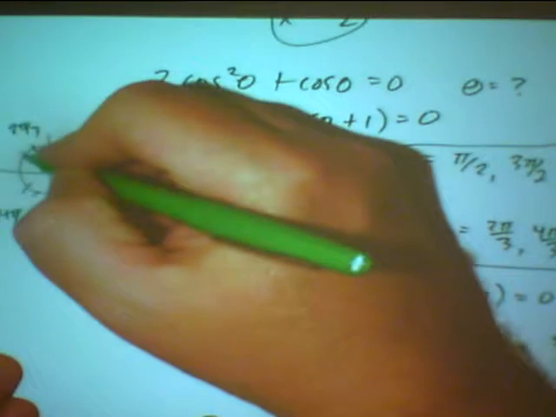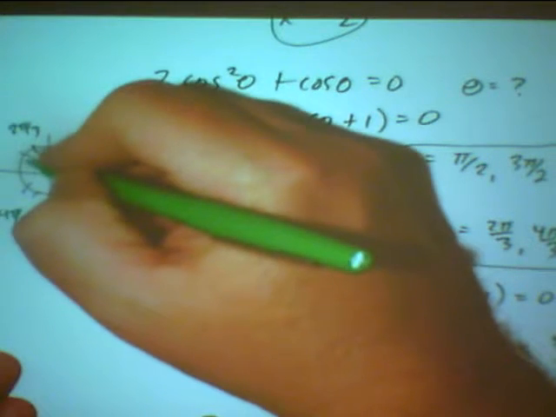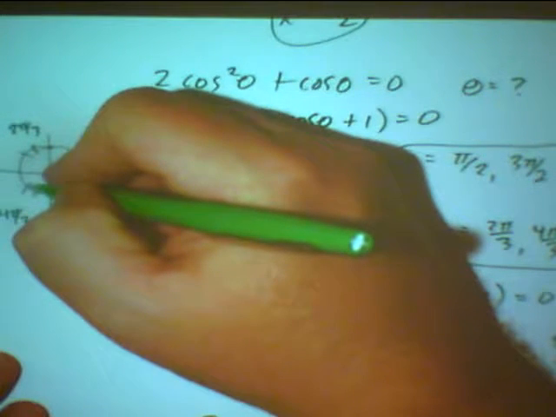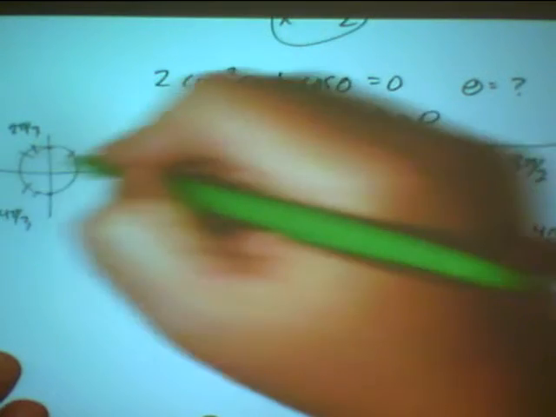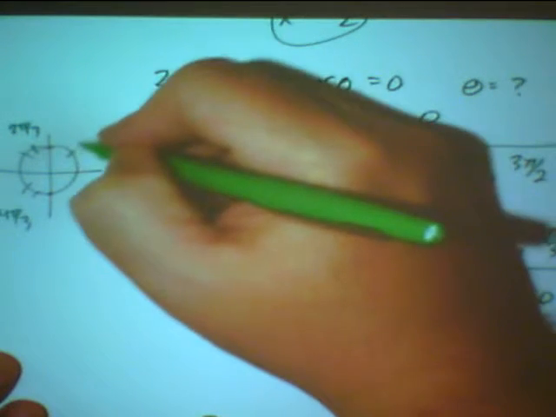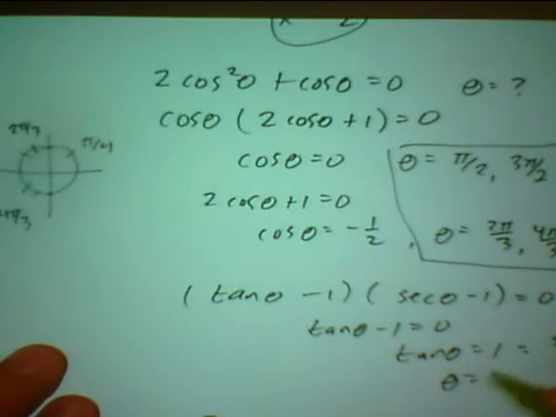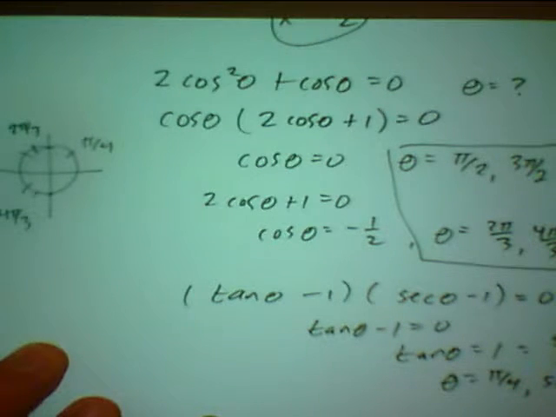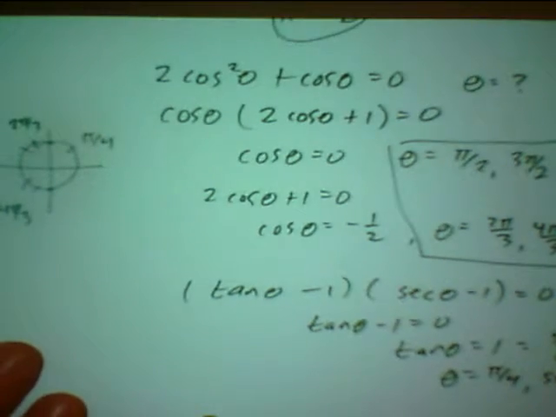For quadrant 2, it does not work because the cosine is negative and the sine is positive, so the tangent is -1. In quadrant 3, both the sine and the cosine are negative, so when you divide them, it's +1. So quadrant 3 works, but quadrant 4 does not work. So basically, quadrant 1, pi over 4, and quadrant 3, that point there is 5 pi over 4. So there are my solutions I get from this first parenthesis.